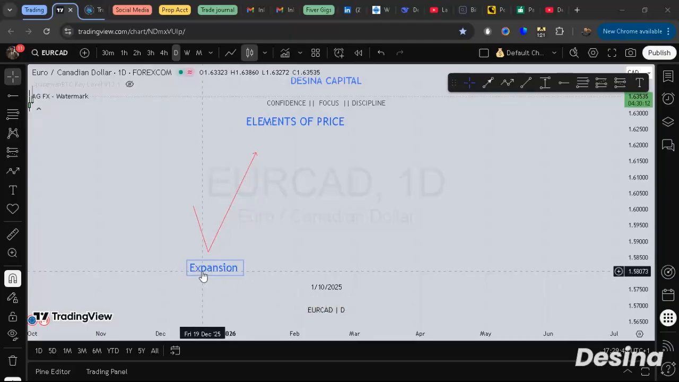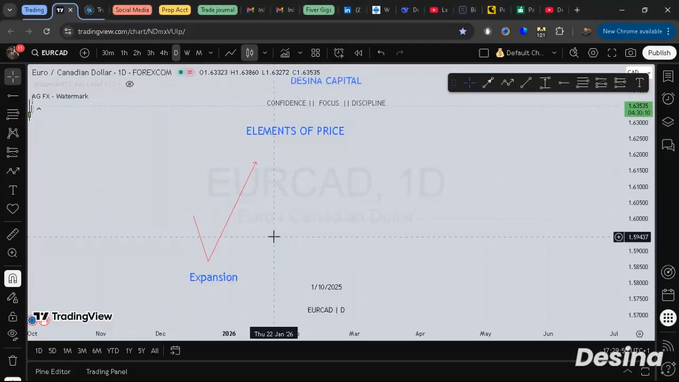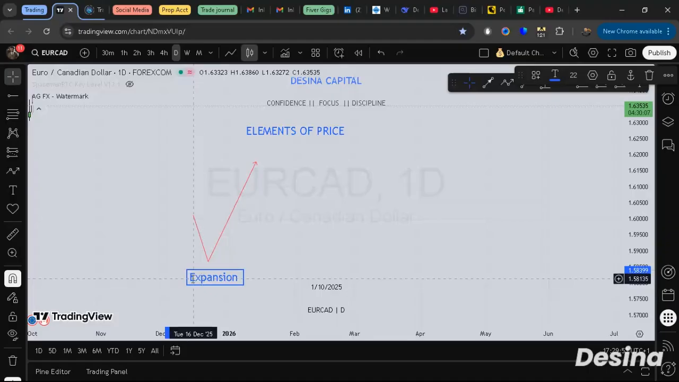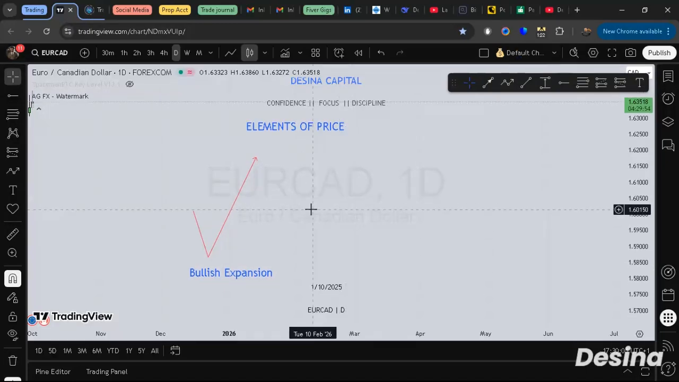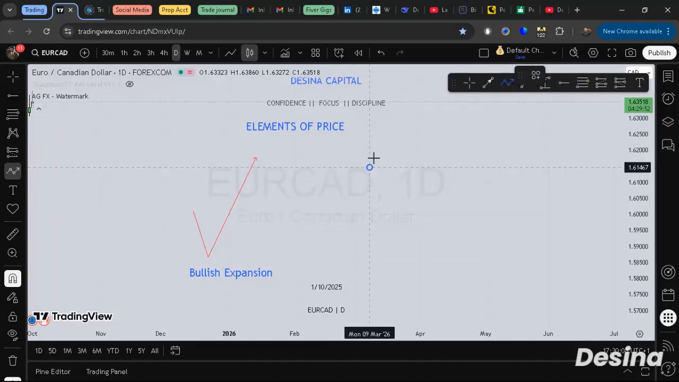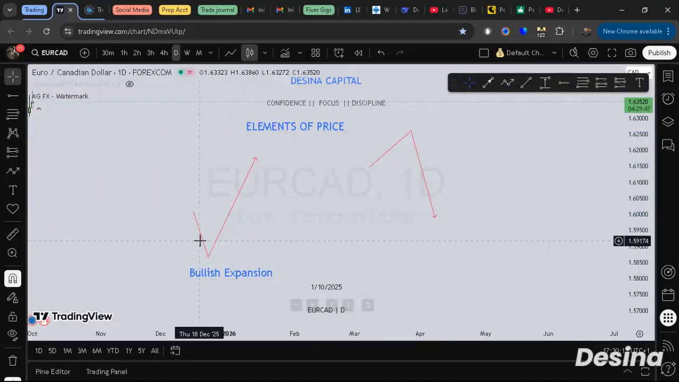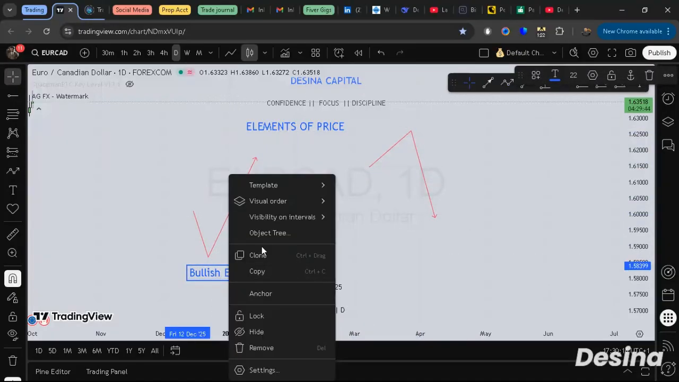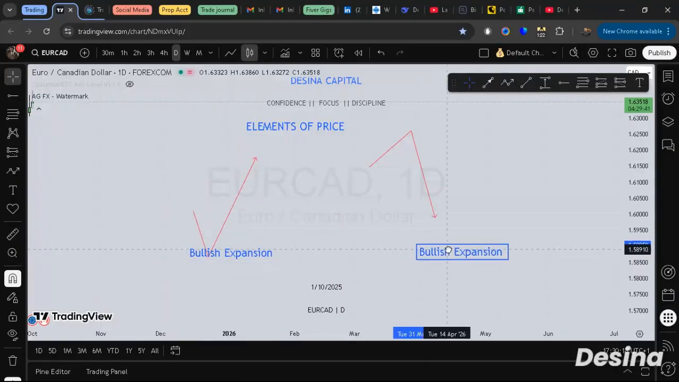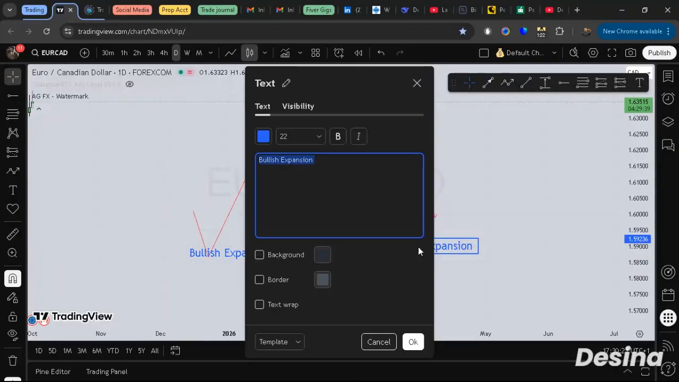All right, let's resume what we're doing. So right now I'll be focusing on the first one, which is the expansion. Let me rename this as a bullish expansion. I'm going to be talking about each of them briefly, so I want you to pay close attention to understand them. This is a bullish expansion. This is going to be a bearish expansion.